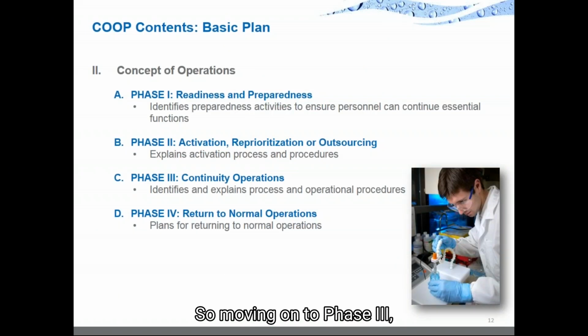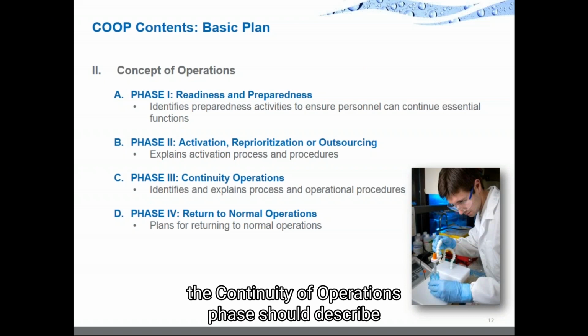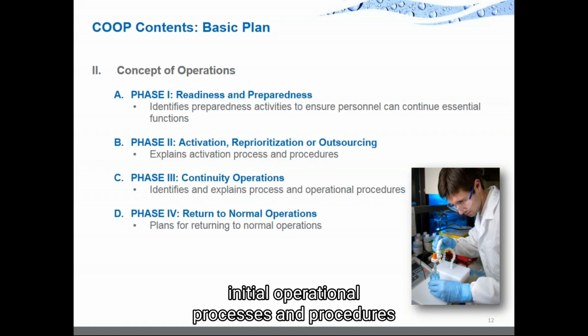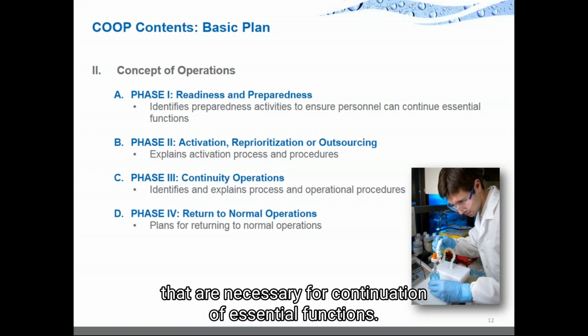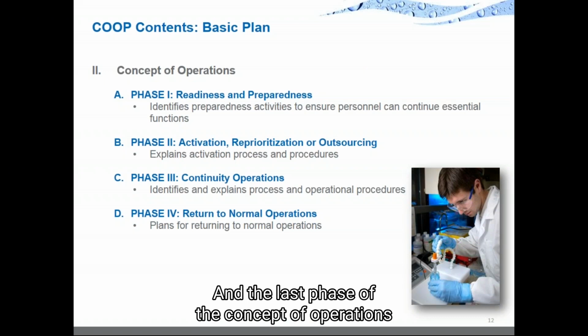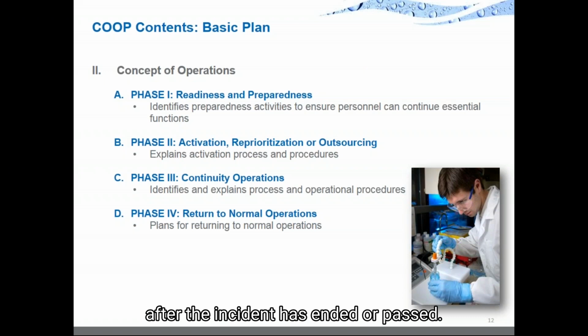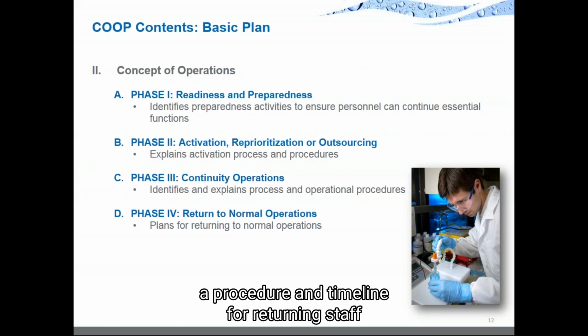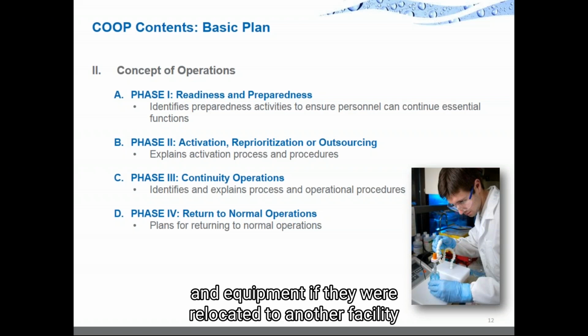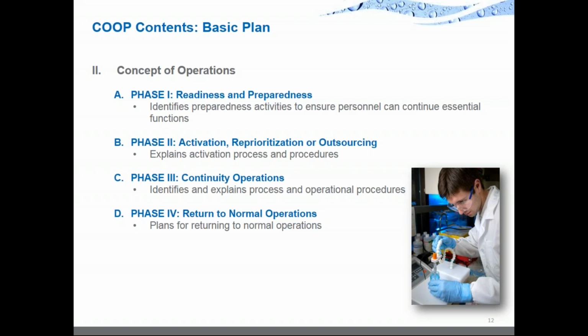So moving on to phase 3, the continuity operations phase should describe initial operational processes and procedures that are necessary for continuation of essential functions. And the last phase of the concept of operations details the plan for returning to normal operations after the incident has ended or passed. This should include details like a procedure and timeline for returning staff and equipment if they were relocated to another facility during the incident.